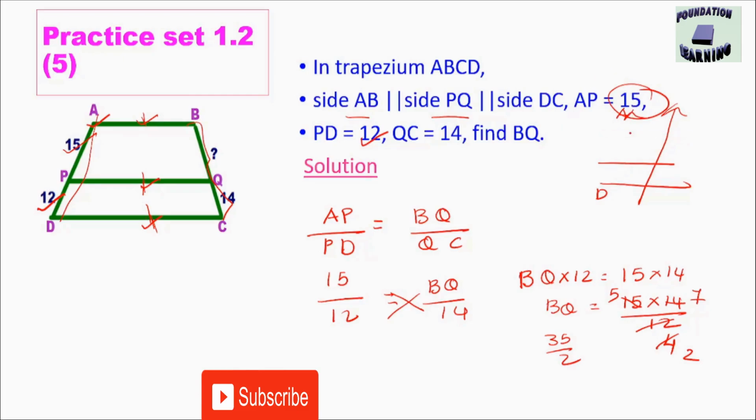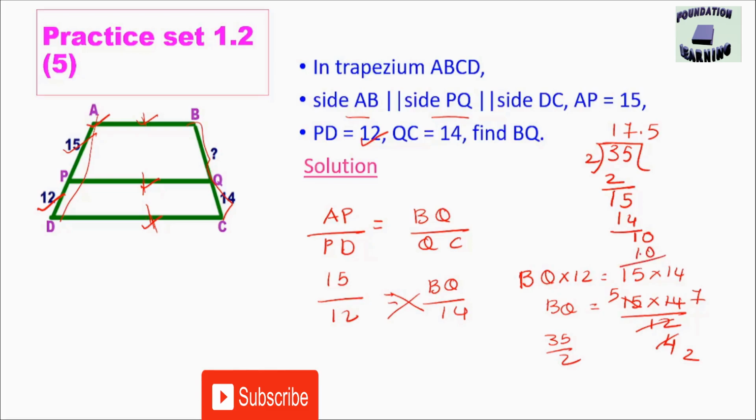I am showing you all the cancellations and the division so that you are very clear how we got the answer. If you don't want to see this part, you can just skip the calculation and do it on your own. So 2 1s are 2. 1, bring down 5. 2 7s are 14. 1, decimal, 0. 2 5s are 10. So what were we finding out? BQ is 17.5.